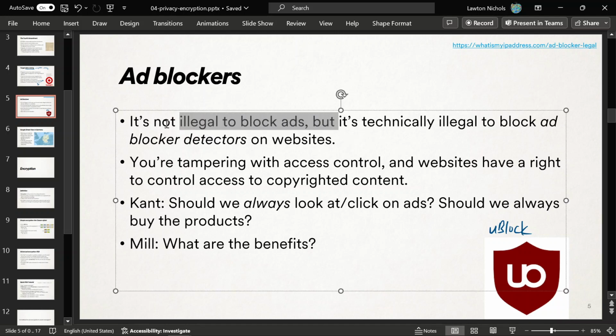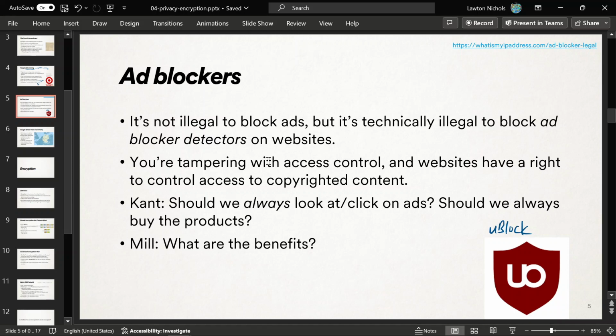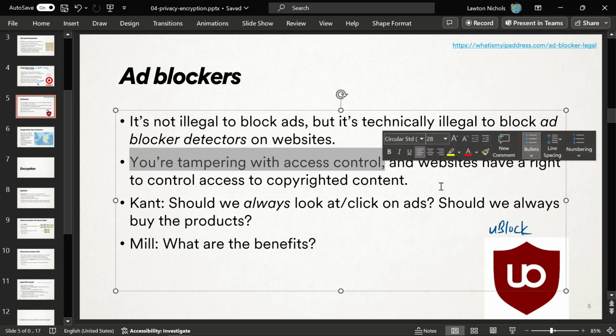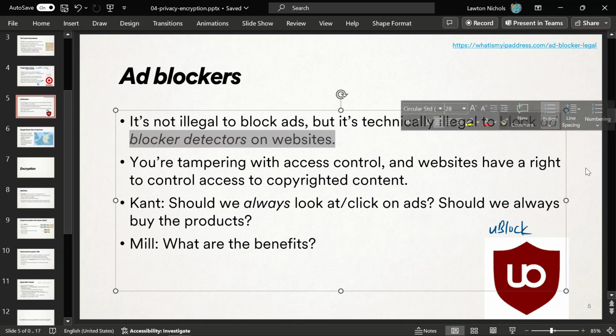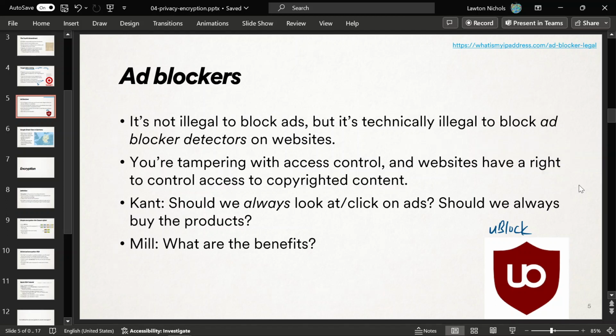So it's not illegal to block ads, but it's technically illegal to block ad blocker detectors, which is a weird, funny gray area. So you've maybe also seen websites that pop up like, turn off your ad blocker if you want to use this website. The ad blockers themselves are not allowed to block that message, even if you have one installed. All right. So that's a little weird, but cool. And the reason behind that, at least in the US, is you're tampering with a website's access control. The second you block their detection factors, and as a website, you have a right to control access to your content. Usually, if you're a newspaper or something like that, your content is copyrighted, and so you can put it behind as high of a wall as you would like. Okay, so that's very, very interesting. It's another thing to think about.